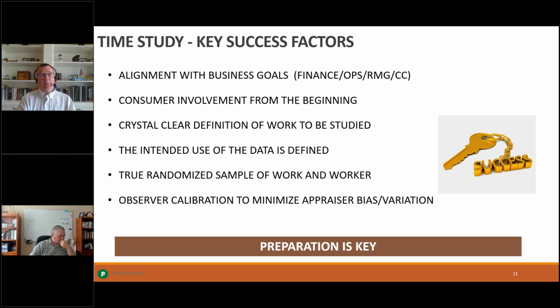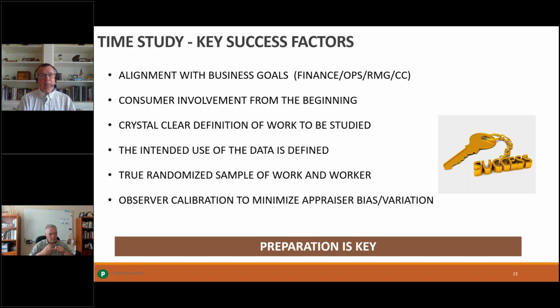Make sure you know how the business intends to use the data so that you have the right degree of accuracy and it's put into the right format. Make sure that the randomized sample is a true representation of your work. Put the time in to really understand those factors that you need to take into account when you design the study. And then finally, your observers aren't going to be process experts on every process, so we calibrate not only to each other but to the SMEs to make sure that the information they're producing is accurate and useful.